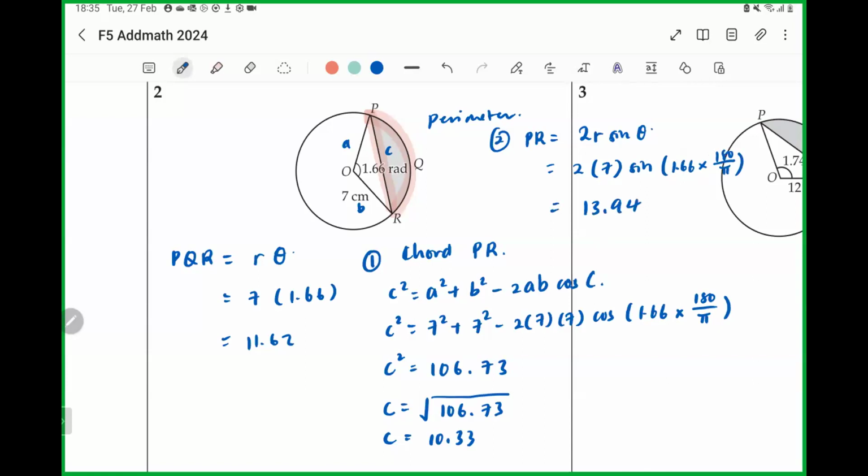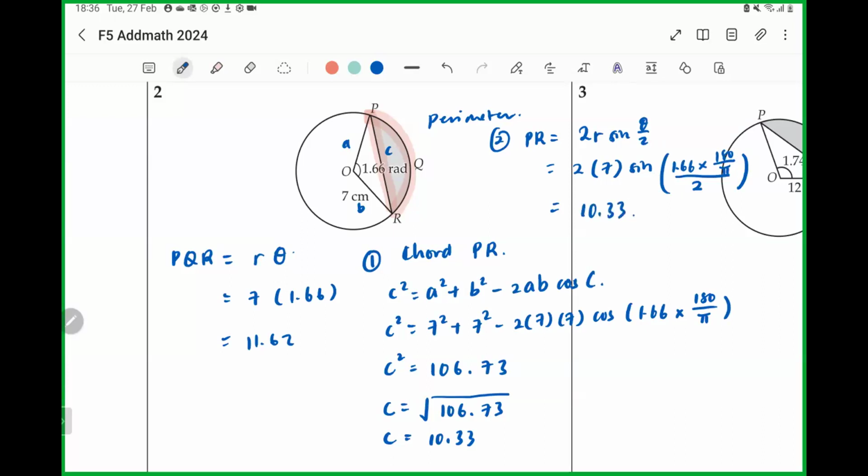2r sine theta over 2, sorry. This one over 2, theta over 2. Oh yeah, correct. So try to check again. 2 times 7 times sine of 1.66 times 180 over pi, and then have the over 2 also. 10.33. Yeah, correct.